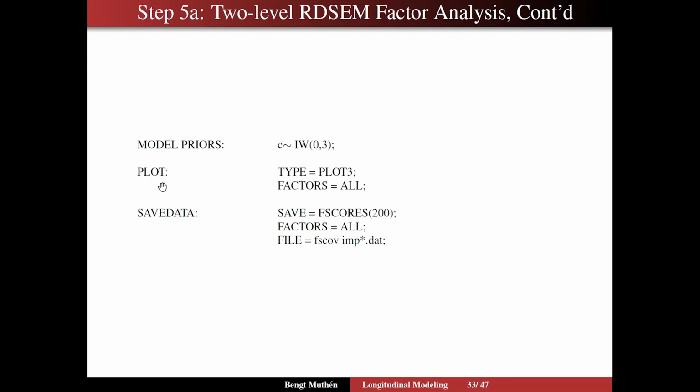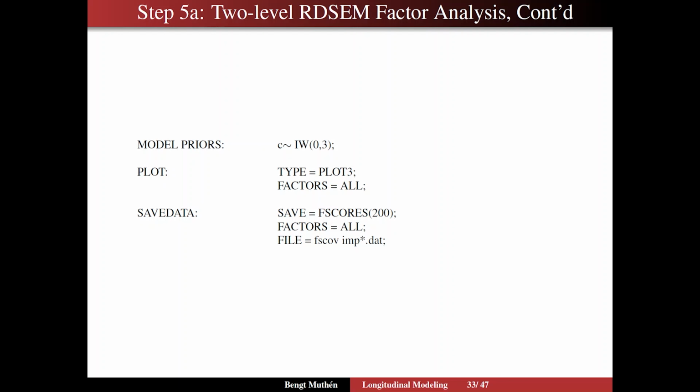The rest of the input here concerns the save data statement, and that is a critical one here in step 5a, because we're going to do imputation at the end, as we discussed. This file name using the word imp with an asterisk implies that we're going to have a set of data sets, namely 200 data sets, as we mentioned. 200 data sets are going to be generated with between level components, including the random slopes for the factors on the cycles.